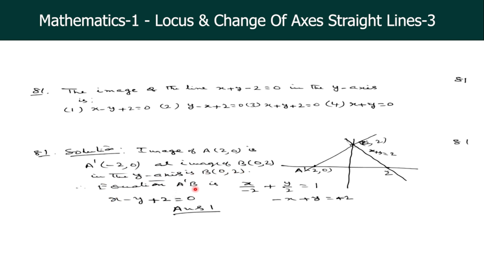So therefore the equation of A dash B is x by minus 2 plus y by 2 is equal to 1, or x minus y plus 2 equal to 0. So the correct option is 1.